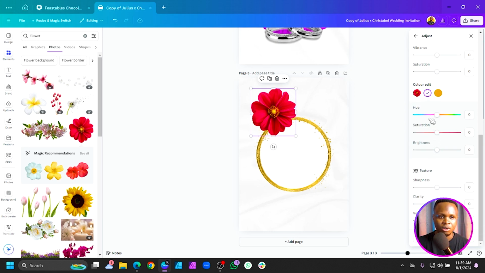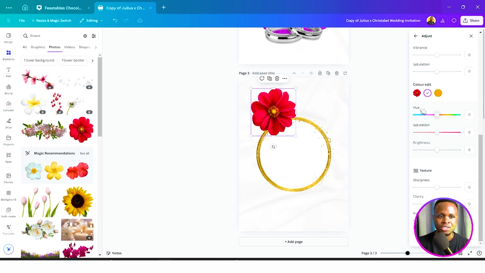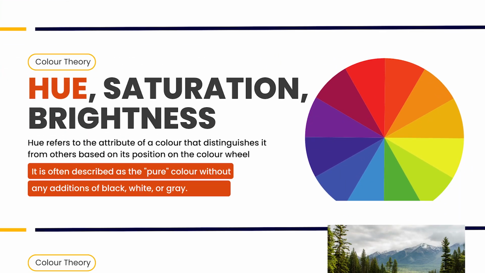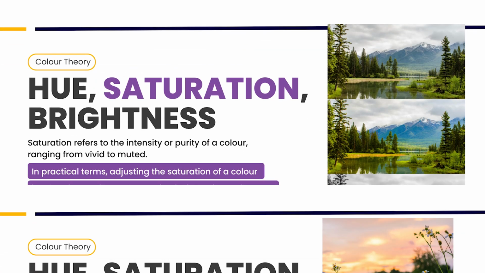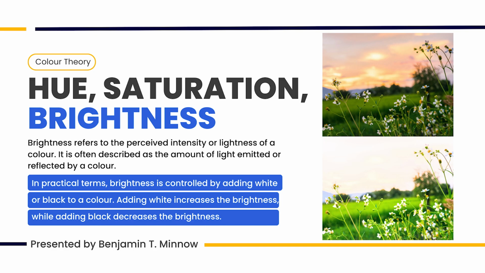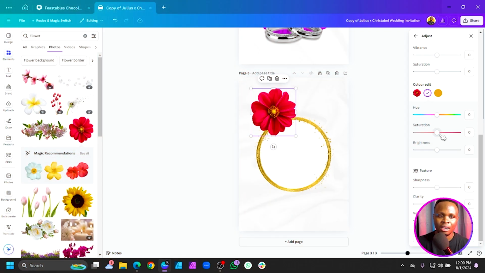Once you click on it, you see there are three main options: hue, saturation, and brightness. Hue refers to the main color, saturation depends on how much of the color you want, and brightness depends on how light or dark you want the color. The more light you have in the color, or the more white or black you want to have in the color. Once we slide the hue, you can see that's when we are changing the color.